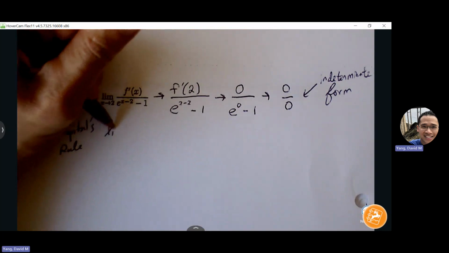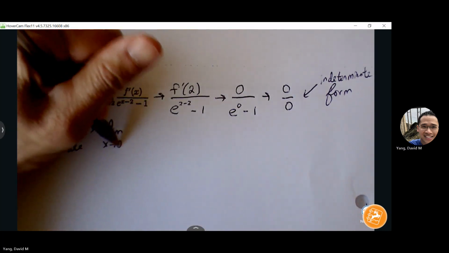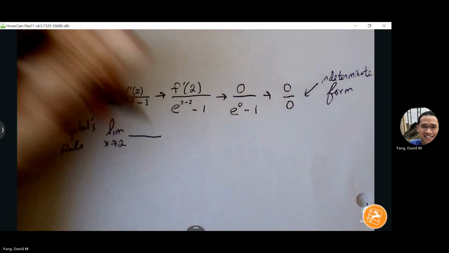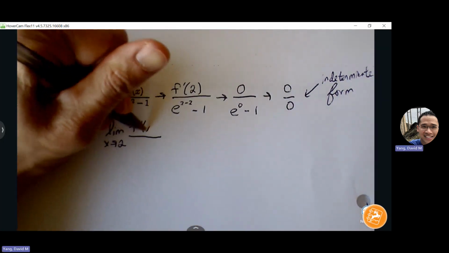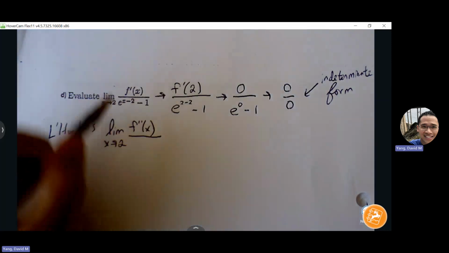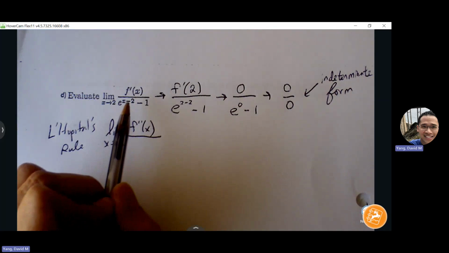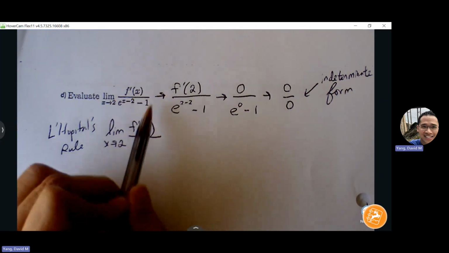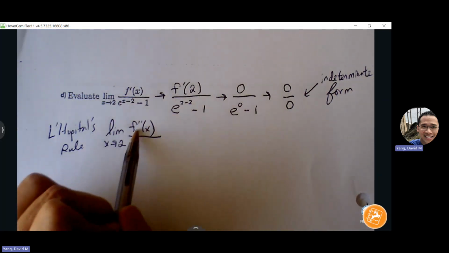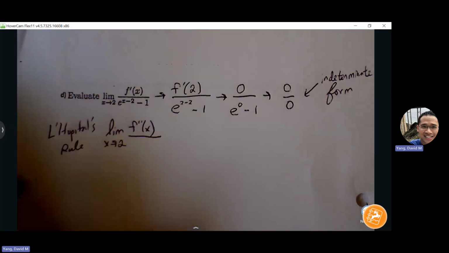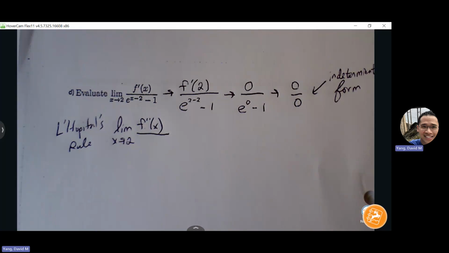So let's apply L'Hopital's rule. Okay. What's the derivative of the numerator? F double prime. Okay, and we can find the derivative of these separately. This is not quotient rule where we got to do the whole mess. We're not interested in finding the derivative. We're using the derivative feature to help us get to the limit value that we're looking for. Okay, what's the derivative of the denominator?